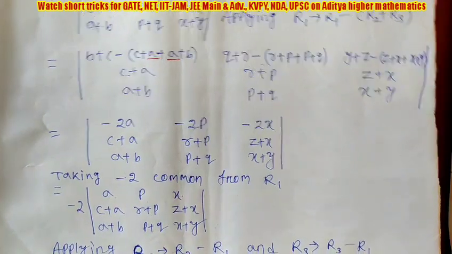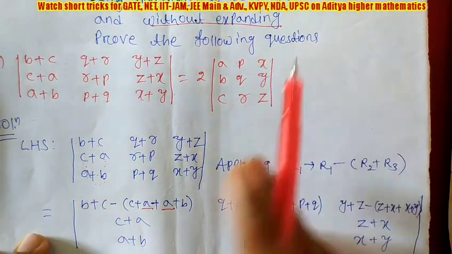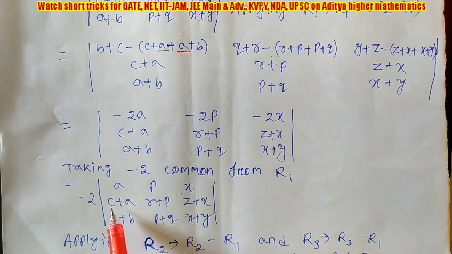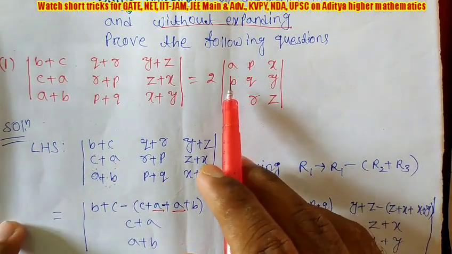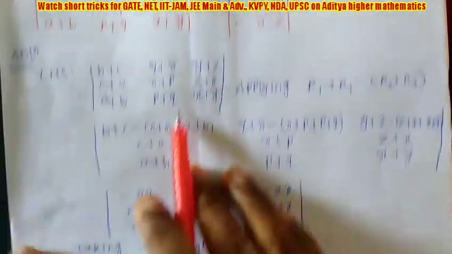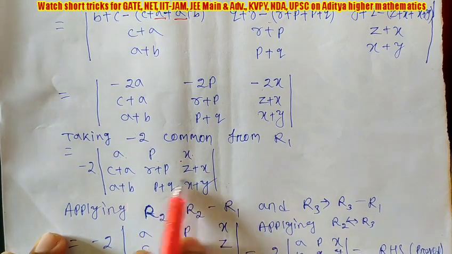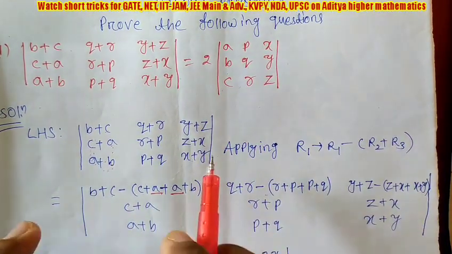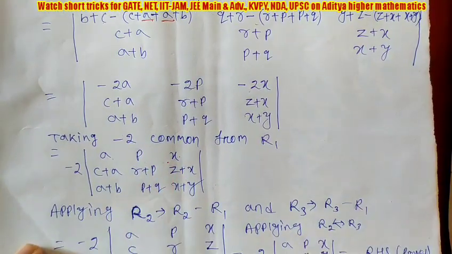Now you can see the RHS. It is A, P, X. You can see we got A, P, X. Next we have to get the elements of R2 and R3. Now observe what the elements in R2 are. It is B, Q, Y. But in our determinant there is no row B, Q, Y. But one row is given with C, R, Z. So if we get C, R, Z, then we can interchange later.